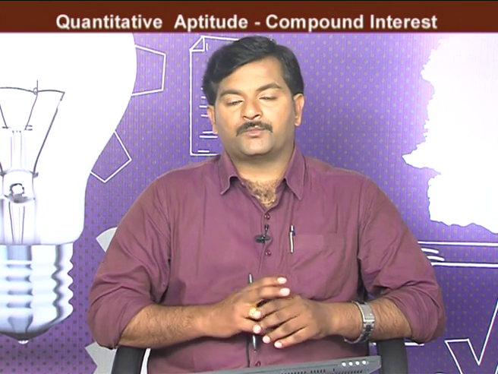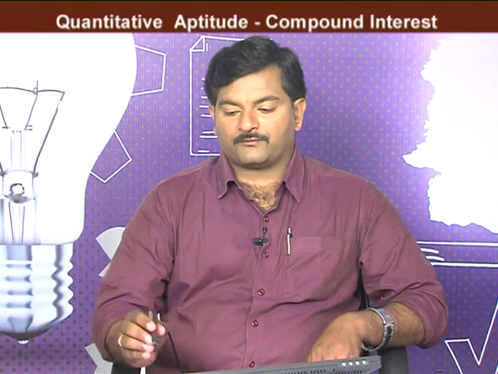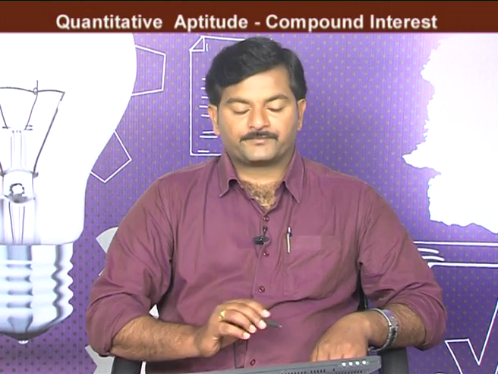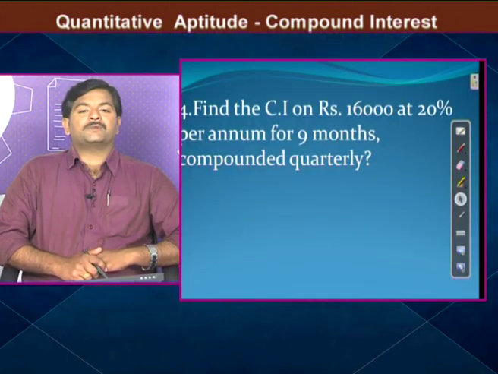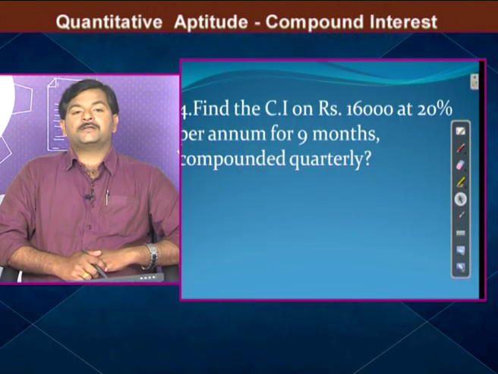Okay, I hope you understood. Keep this concept in mind. Now we will move to the next question. Here is the 4th question: find the compound interest on rupees 16,000 at 20% per annum for 9 months, compounded quarterly.